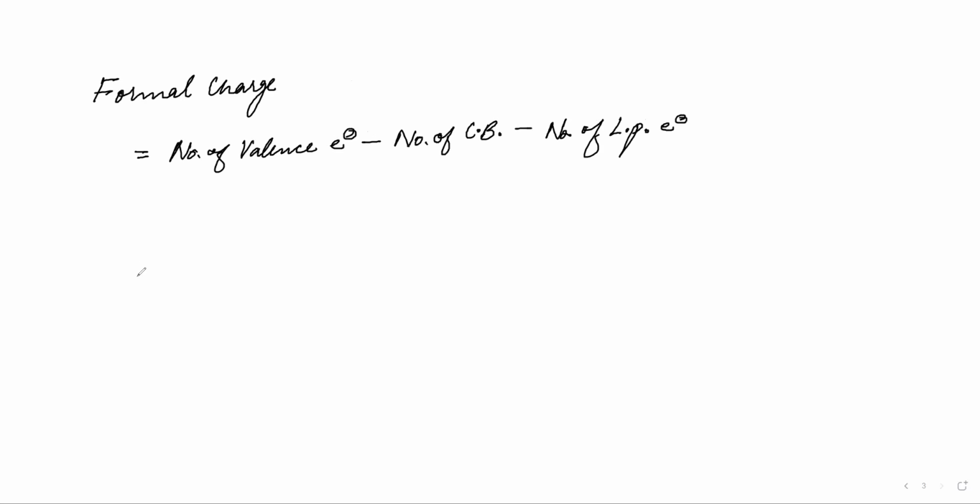Okay, now let us take this example, NH4. Tell me now, what will be the formal charge on nitrogen? Very easy. Now tell me, the number of valence electrons in nitrogen, Jubena? 5. And how many covalent bonds can you see here? 4.